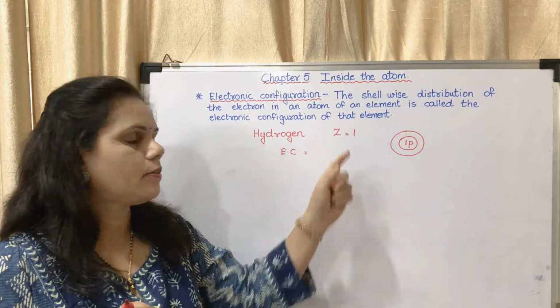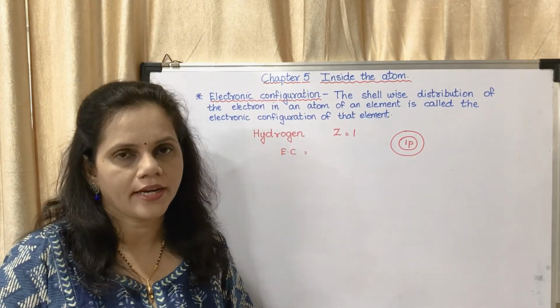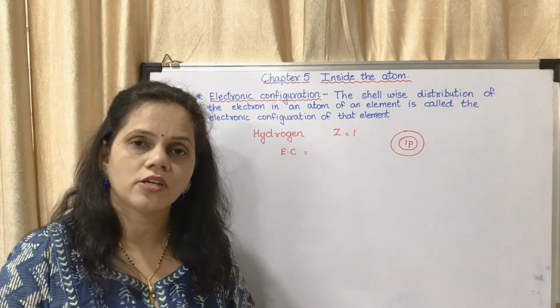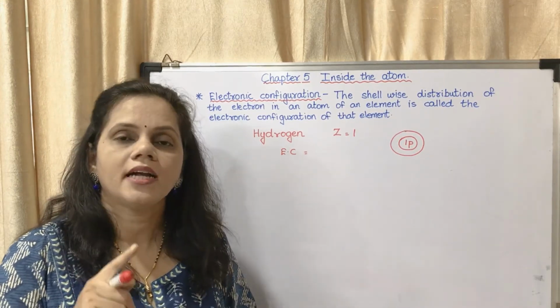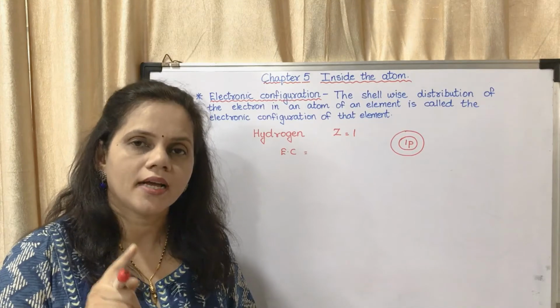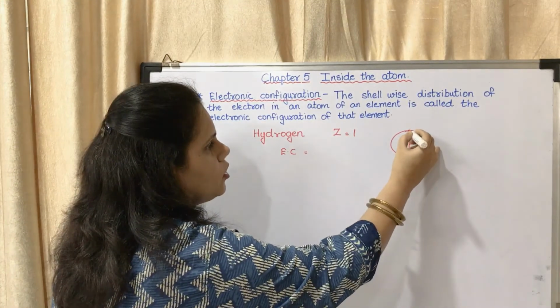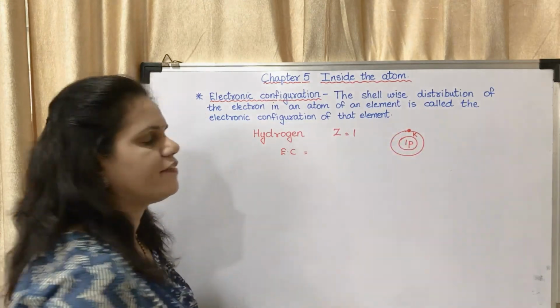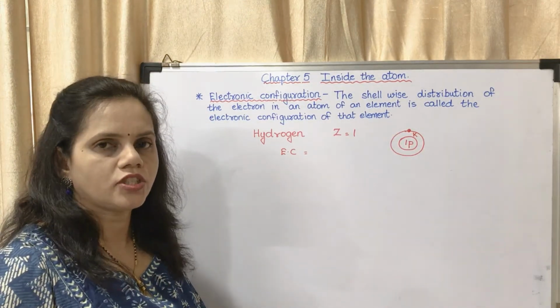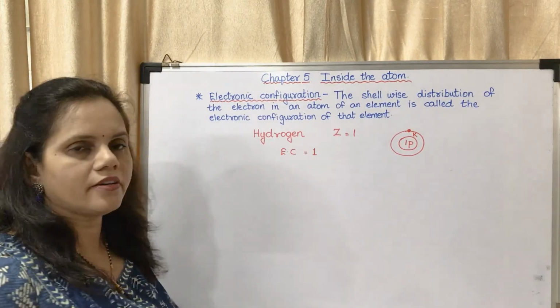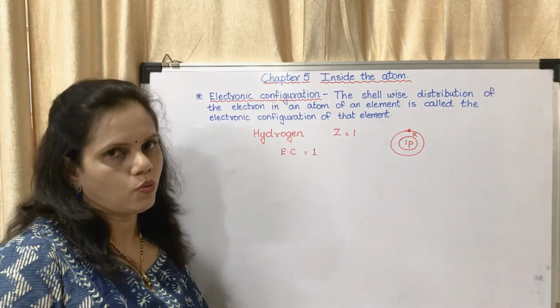So here the atomic number of hydrogen is 1. So how many protons will be there? 1. How many electrons will be there? 1. That 1 electron will get accommodated in which shell? In the first shell, that is the K shell. So how will you write the electronic configuration? The electronic configuration of hydrogen is 1.